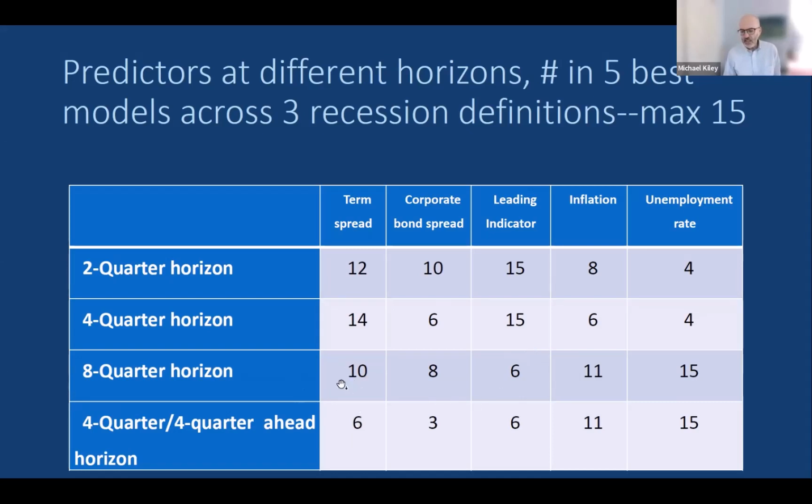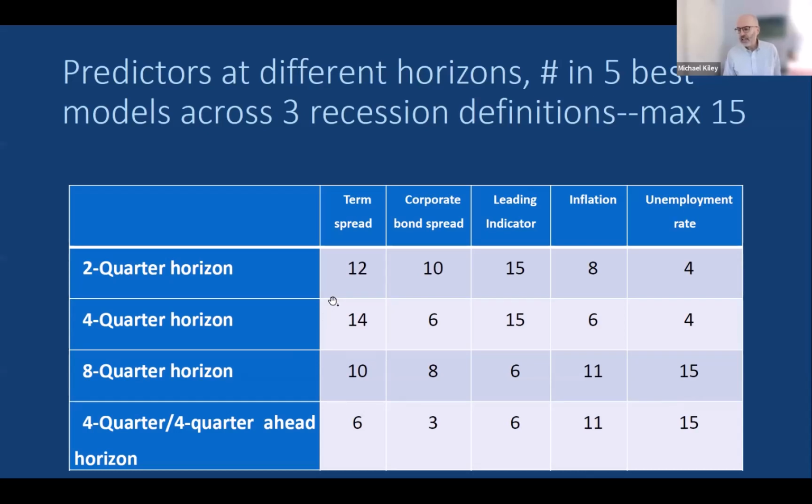Similarly, the term spread is not especially helpful. It's somewhat helpful. And corporate bond spreads are not that helpful. What is helpful is the level of the unemployment rate. The level of the unemployment rate is in the best fitting model every time, 15 out of 15.